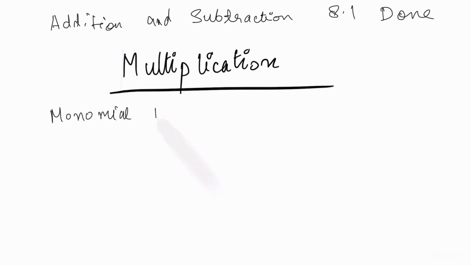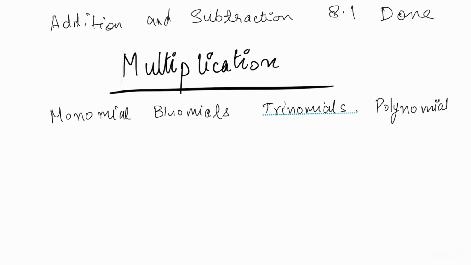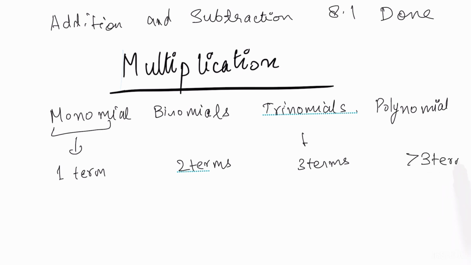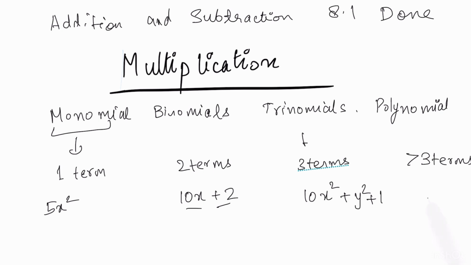what are monomials, binomials, trinomials, and polynomials. I'll not cover all these in detail as the video will be long, so I'll only tell you a monomial has one term, a binomial has two terms, a trinomial has three terms, and a polynomial has more than three terms. Example: 5x square. Here it can be 10x plus 2 because there are two terms. Here are 10x square, y square plus 1, and for more than three terms, x square plus y square plus 2xy plus 1. So there are four terms.